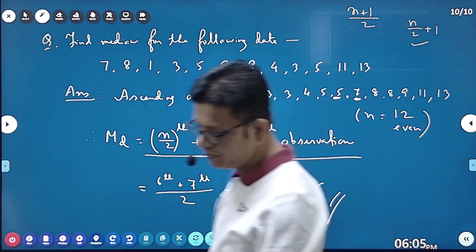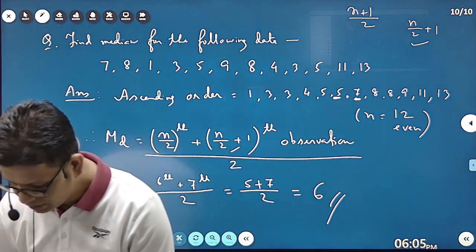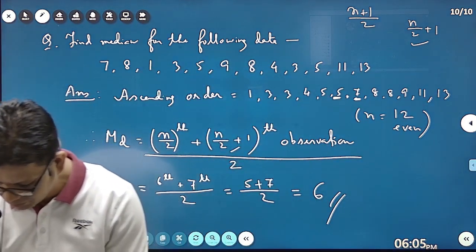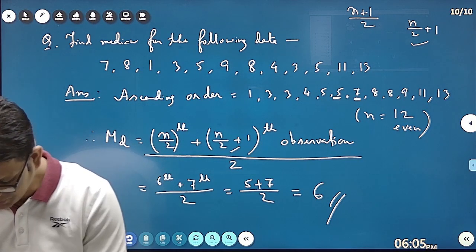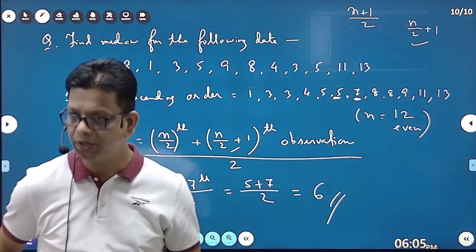So we will continue with the median for grouped data and also dispersion in the next class. Okay, done up to this?